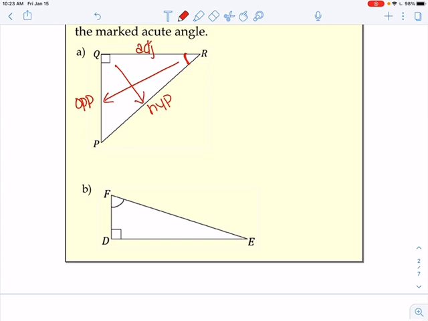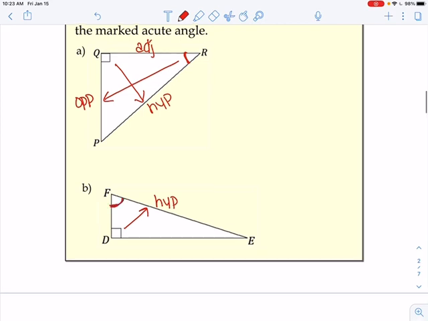Okay, for B, we'll find the hypotenuse first. Directly opposite the right angle is my hypotenuse. So in this case, I'm concerned about this angle F. Let's do the adjacent first for F. The hypotenuse can't be the side adjacent, so the only other side that's next to that angle is FD. So that's our adjacent side. And directly opposite angle F is DE. So that's going to be your opposite side.